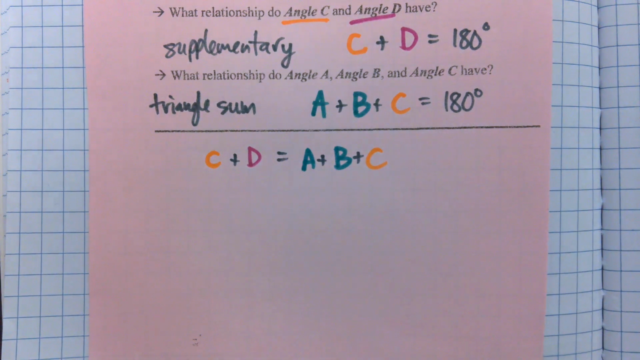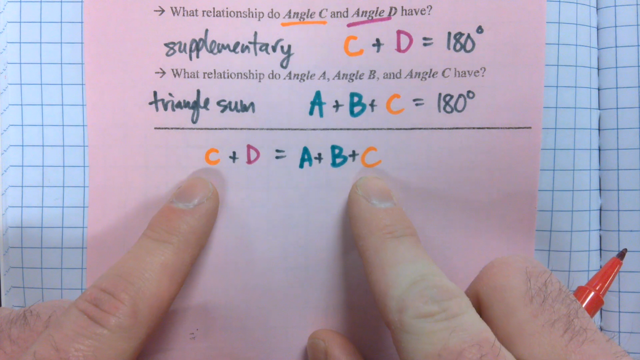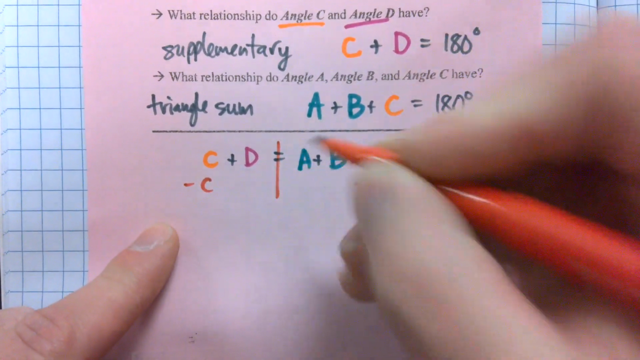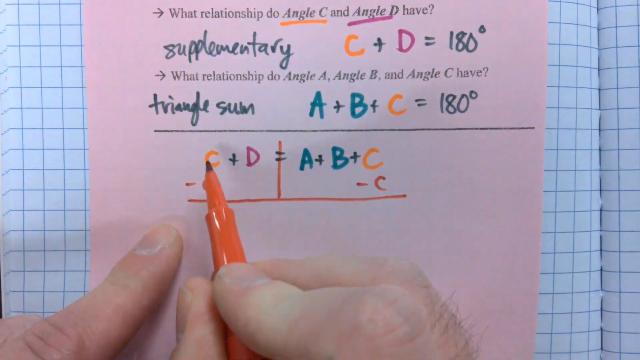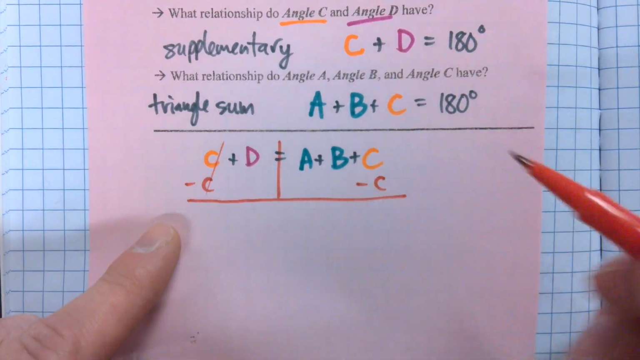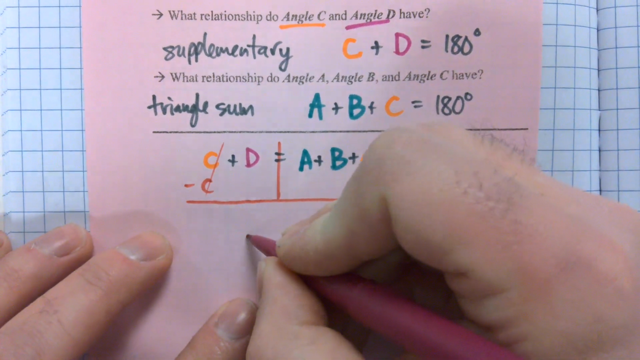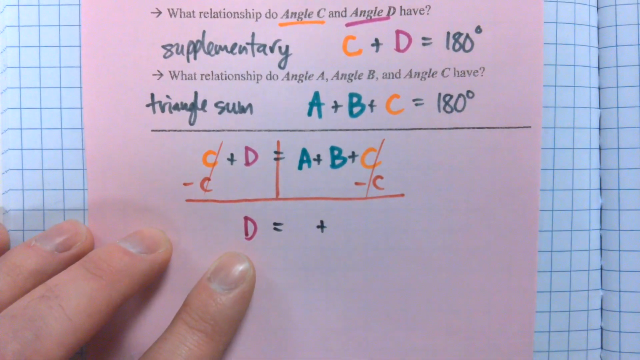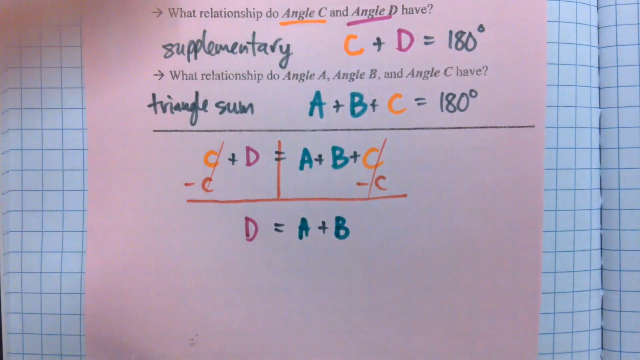Now what we're going to do, because we have a C on both sides, is subtract C from the left and the right, from both sides. What happens to C minus C on the left? They cancel out. What about C minus C on the right? They cancel out. So we've got D equals A plus B.